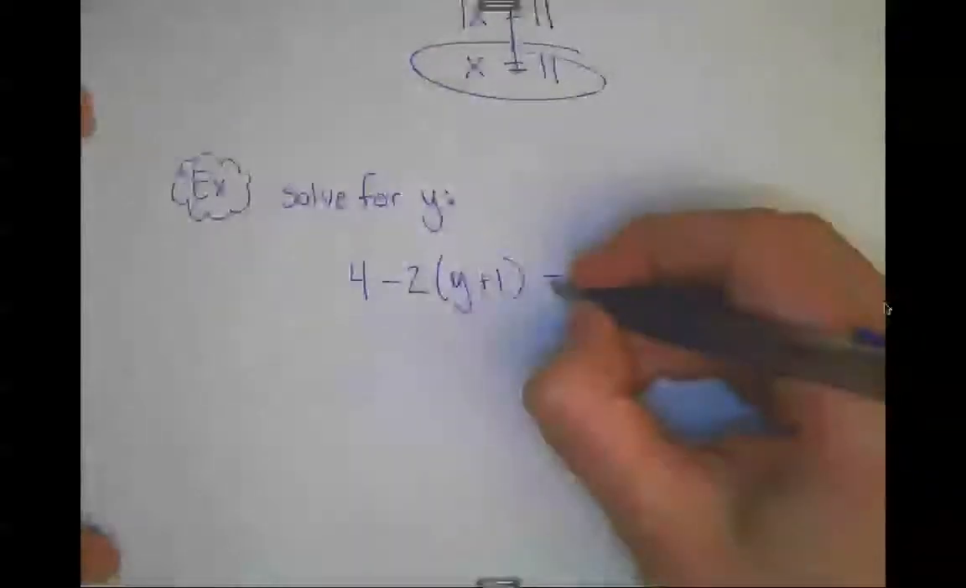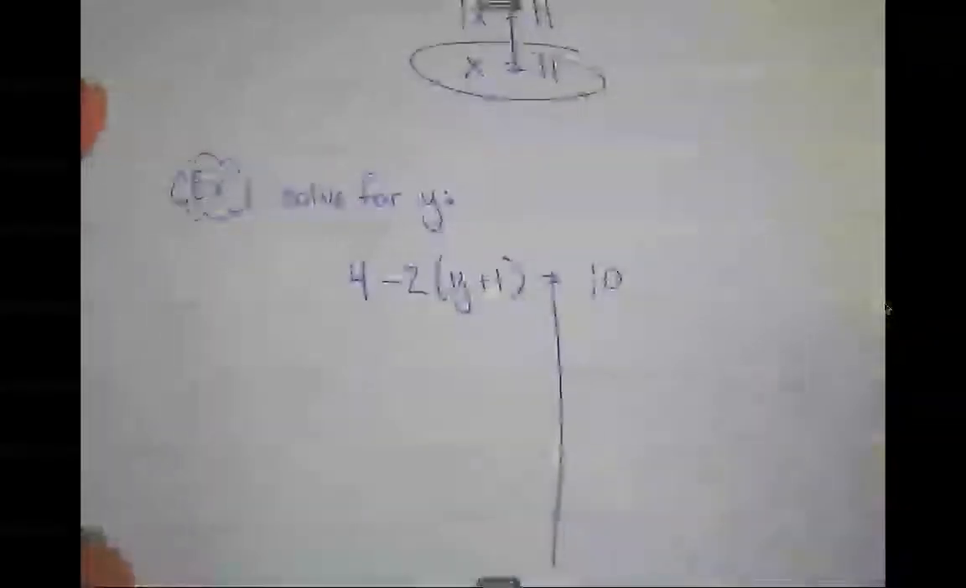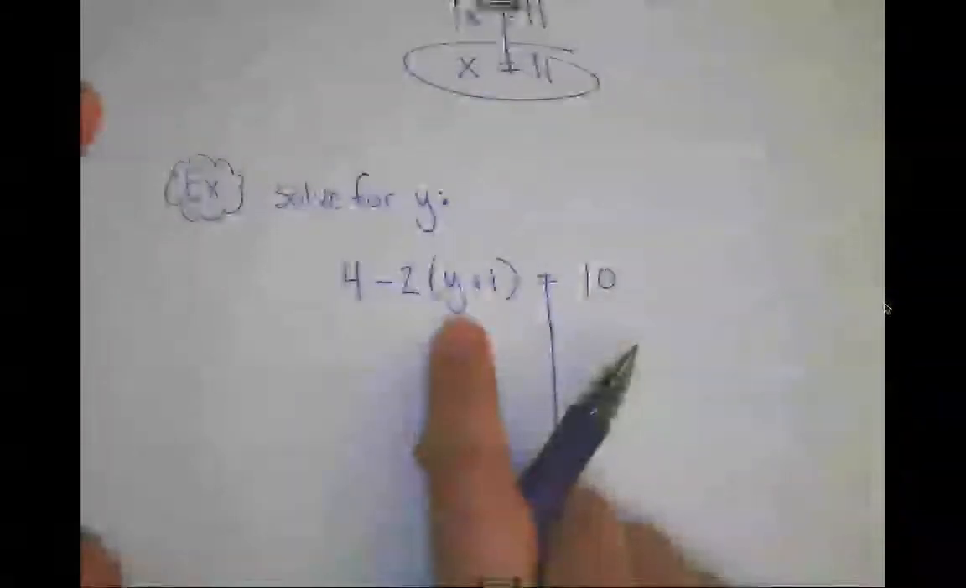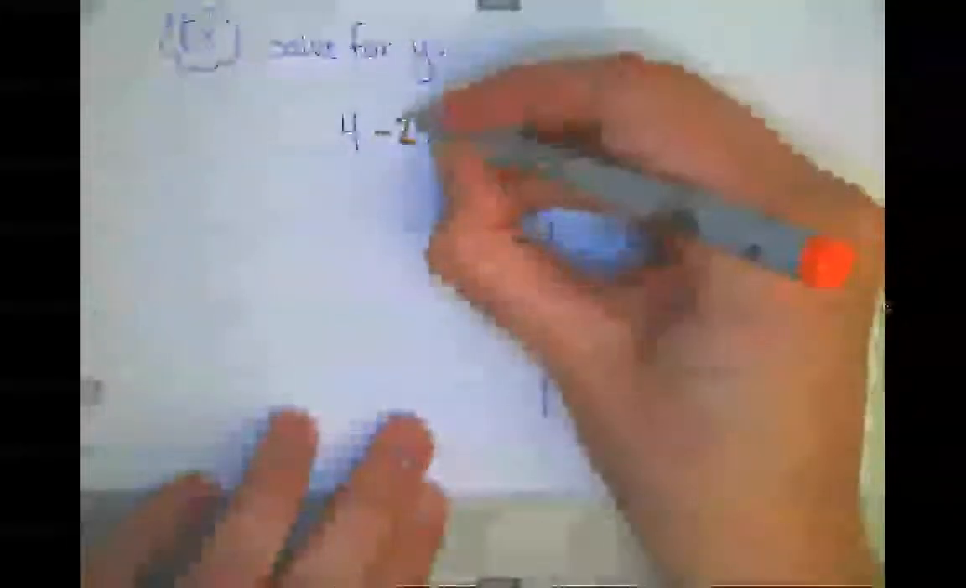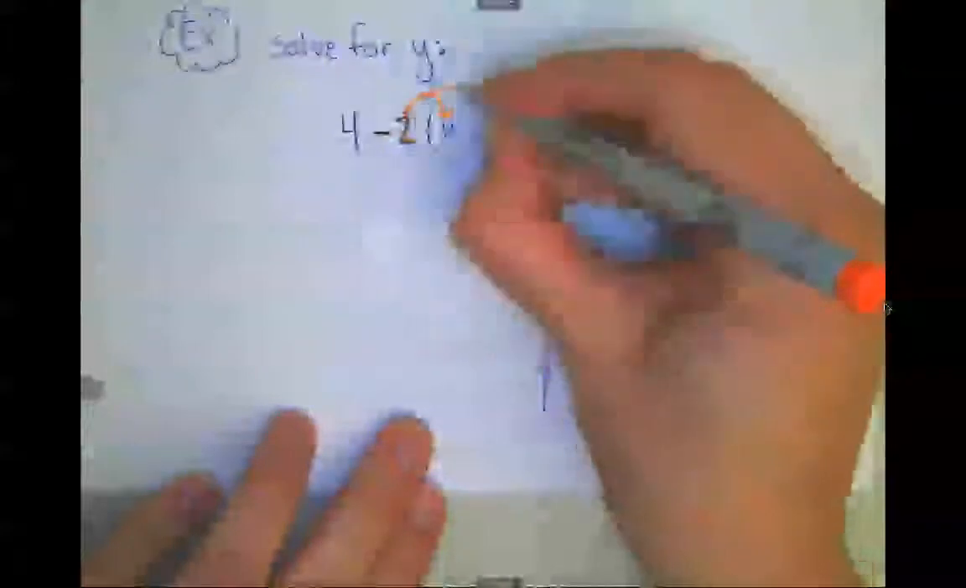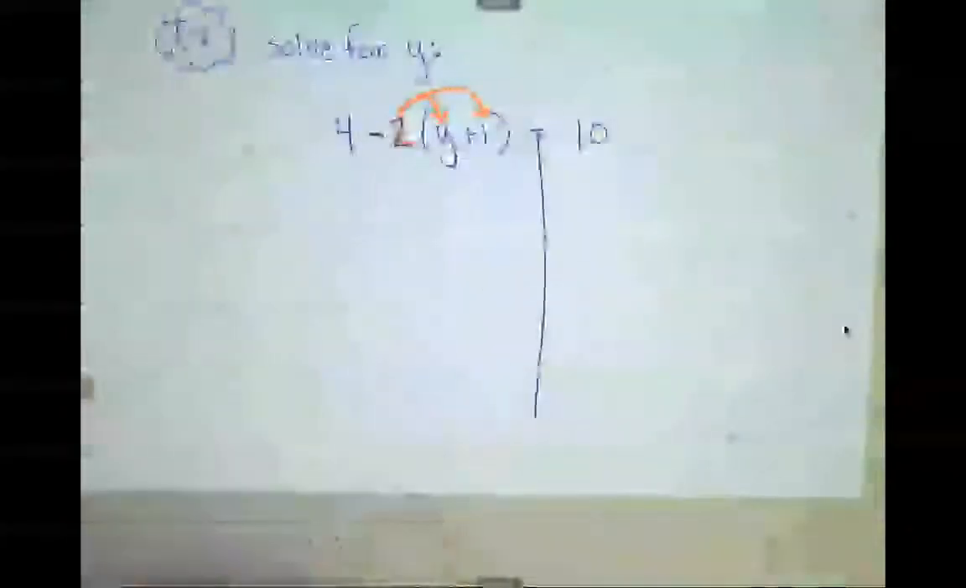I'm going to go through these steps. I'm going to put a line down the middle. First thing I see is this parenthesis, and I definitely see I need to do some distributive property. But this one's a little extra tricky. I'm going to have this 2 times the parenthesis, but it's a minus 2. It's more than just a 2. It's a minus 2. So I'm going to be multiplying by negative 2 inside my parenthesis.